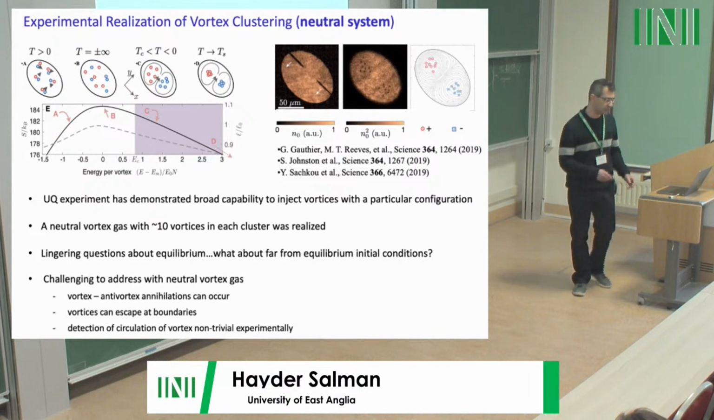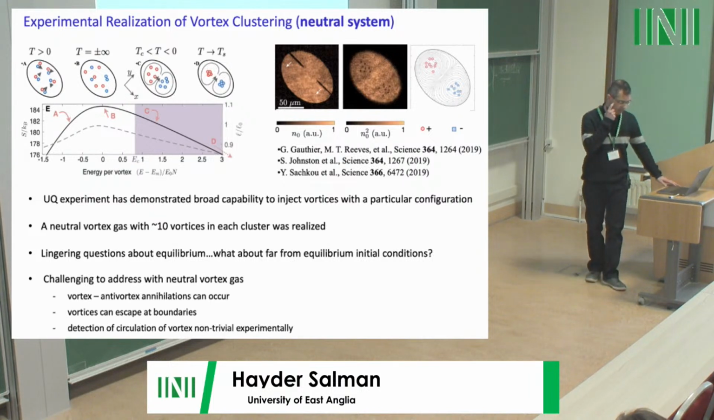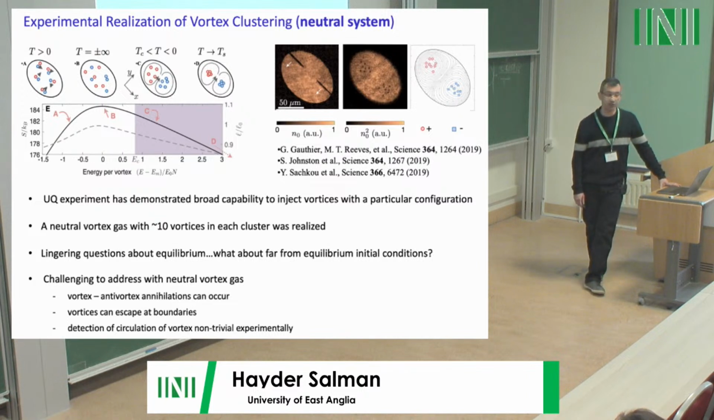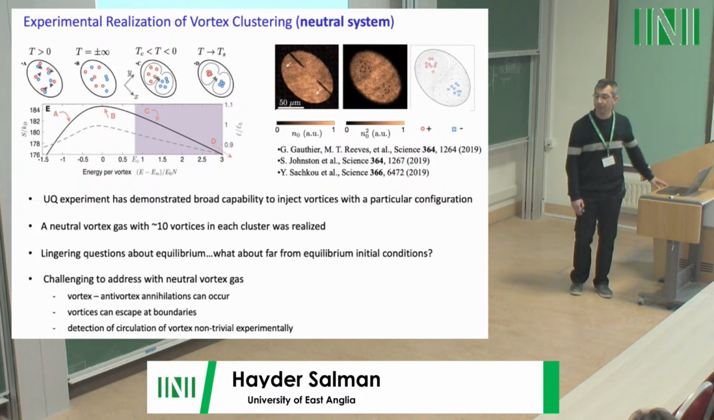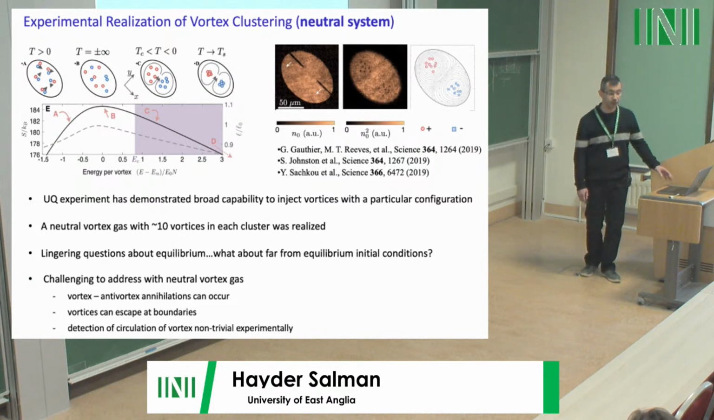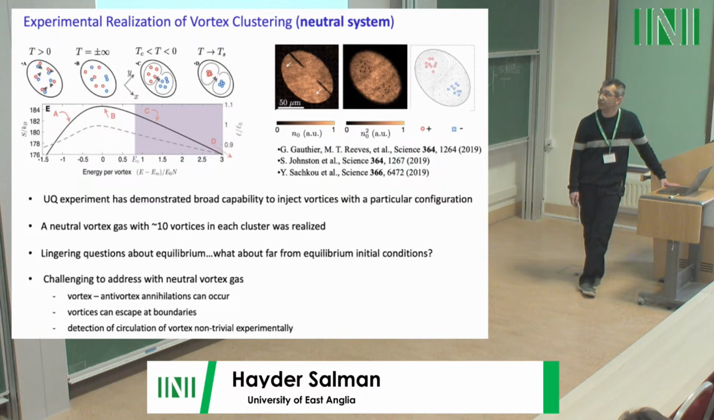Now, one of the challenges that we had to deal with is the fact that for the neutral gas, you have the complications of vortex-antivortex annihilations that can occur at intermediate times. Vortices can escape through the boundaries of the container. And then the detection of the type of vortex you have is not so trivial on superfluids. And even though experimentalists have come up with clever ways of trying to detect them, typically the phase does not correspond to a Hermitian operator in quantum mechanics, so it's not easy to measure the circulation.